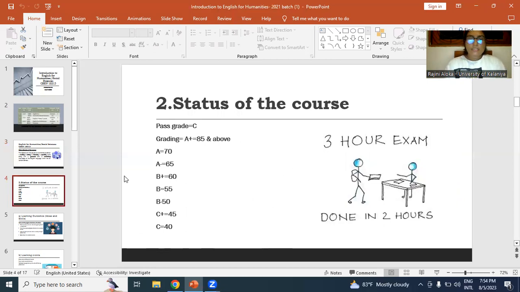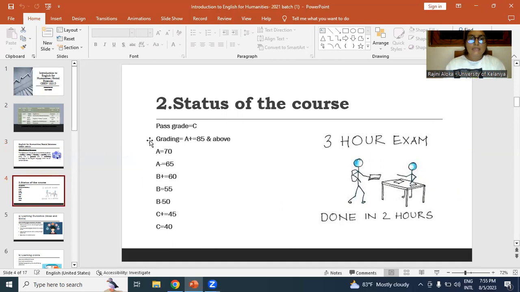Since you will be a little bit new to the university experience, I added this as well. So for you to pass any course, you have to get a C mark. Okay, you have to have a C pass. For a C, you have to have at least 40 or above 40 marks. You have to score 40 or above 40.